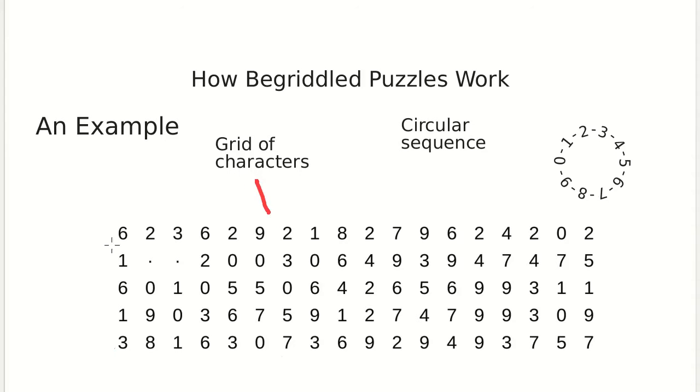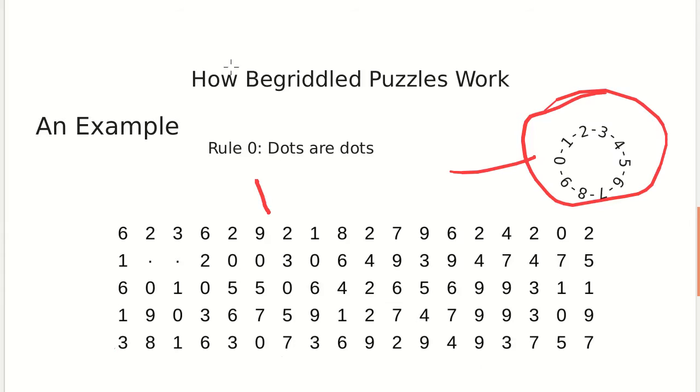So what we've got is basically a grid of characters. Here we've got all 10 digits and there's a couple of dots, and there's a circular sequence, and the sequence has 10 characters. Here there's 0 all the way through to 9 and back to 0 again, but they could be anything. So there are 3 rules.